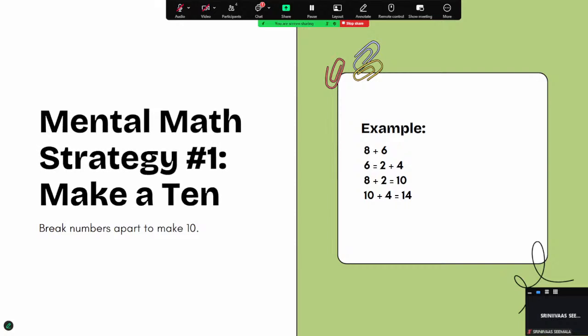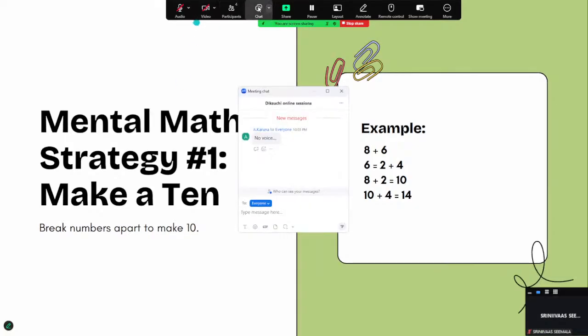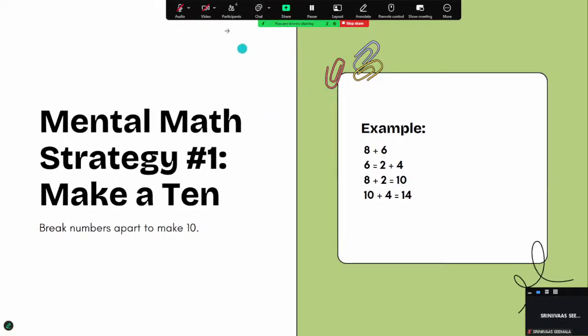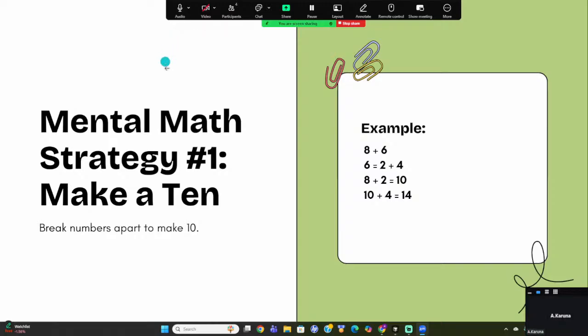So now let's learn some mental math strategies. So mental math, again, like I said, is how we do math inside our head without using any paper or pencil. So I have a few strategies to help you learn mental math.